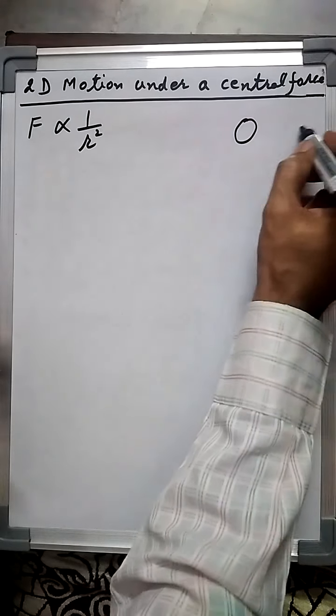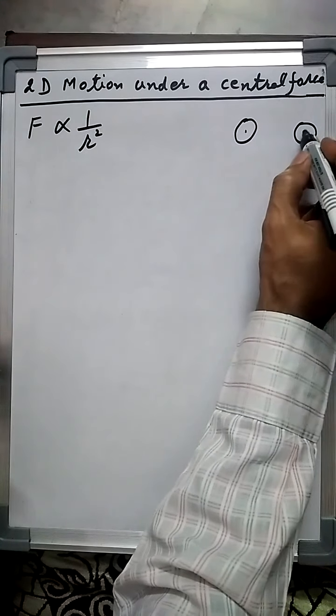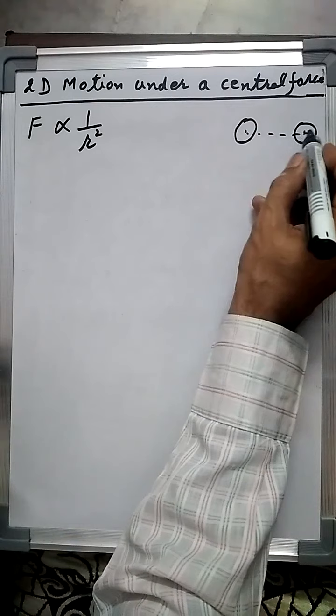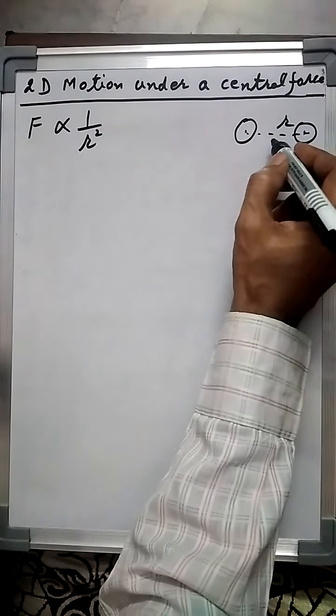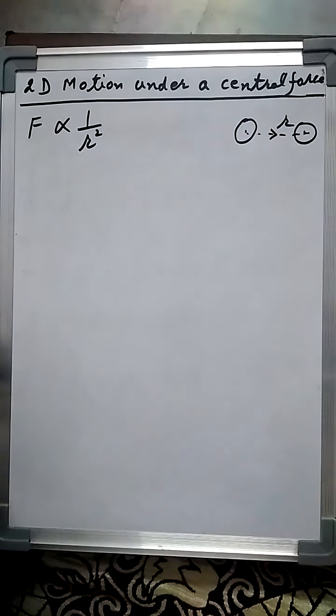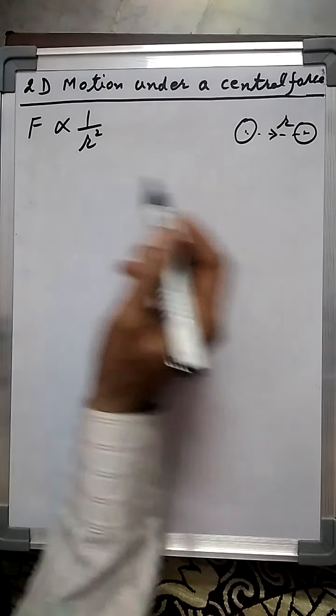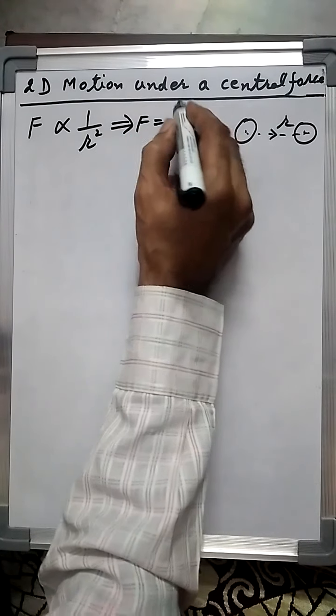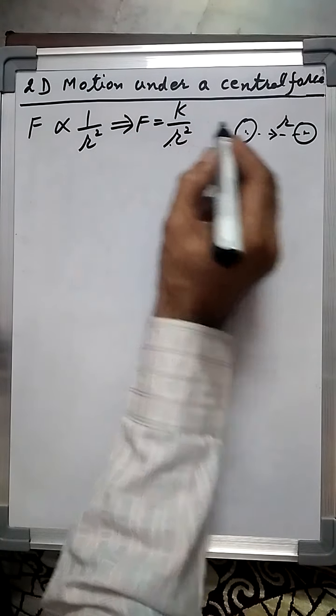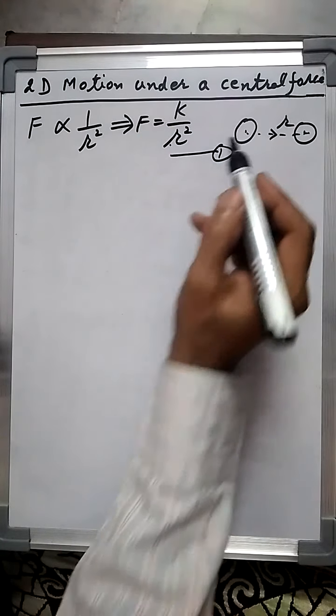Suppose we have two bodies whose centers of mass are separated by distance r. If the force acts along the line joining their centers of mass and is inversely proportional to the square of the distance between their centers of mass, then that force is called a central force. And this can be written as F is equal to K upon r square. Let's call it equation number 1.